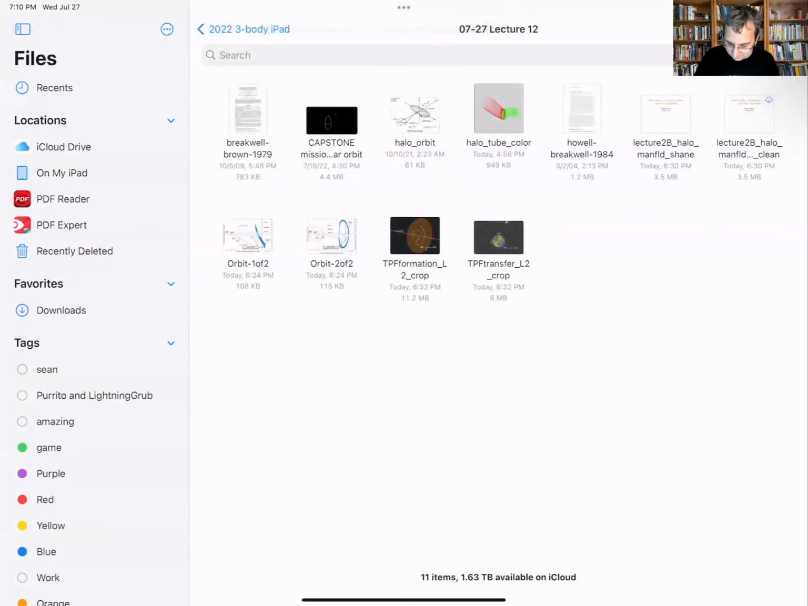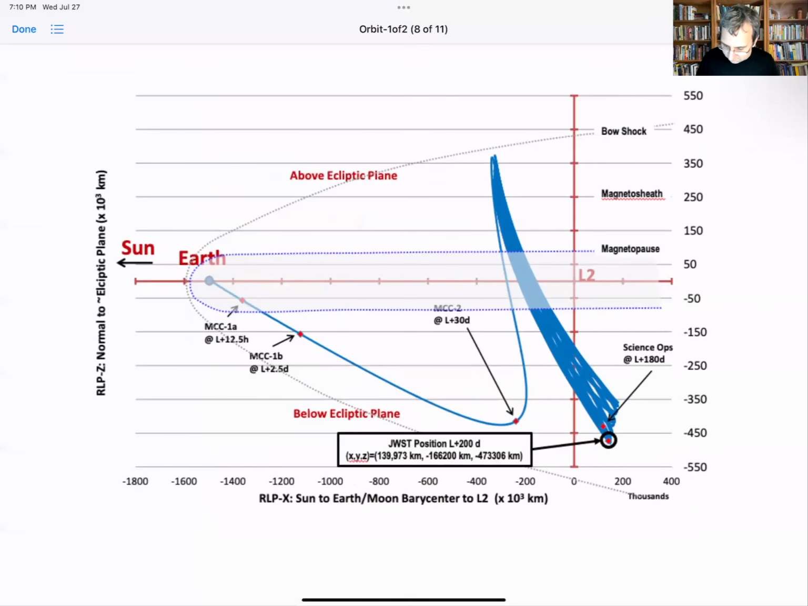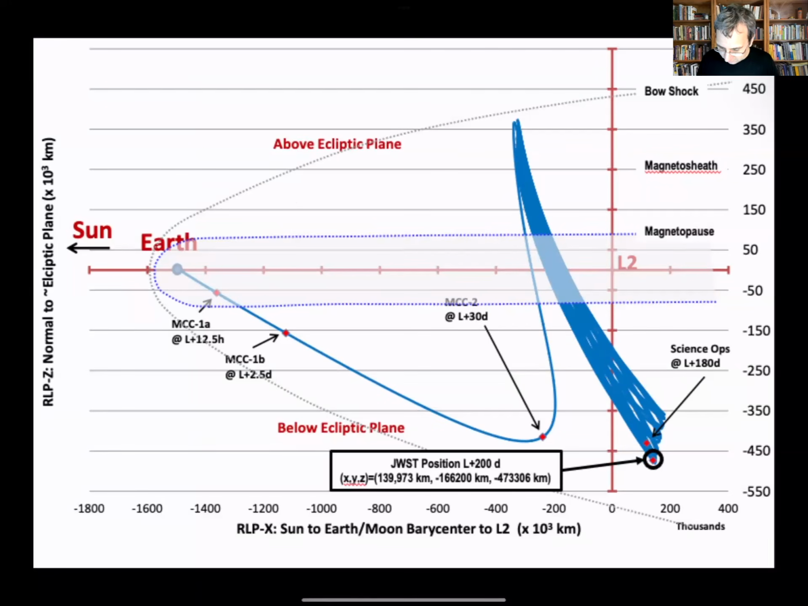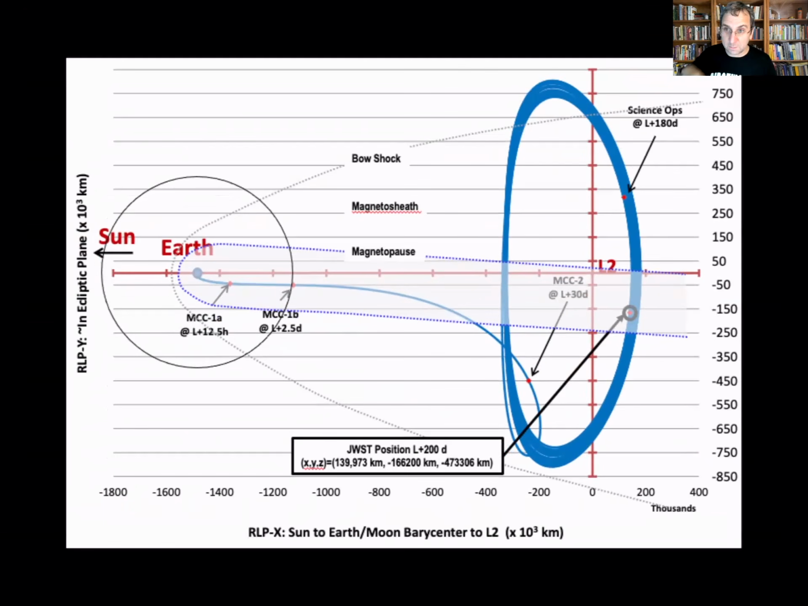So that's CAPSTONE. And then, of course, we know about James Webb. So this is the James Webb halo orbit, the thing on the right. This is seen from the side. If we look from the top, viewing above the ecliptic, that's the halo orbit. And I don't know where the current location is.